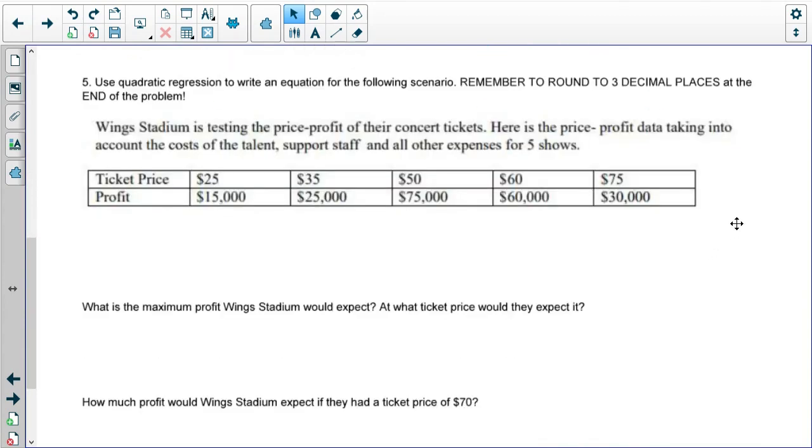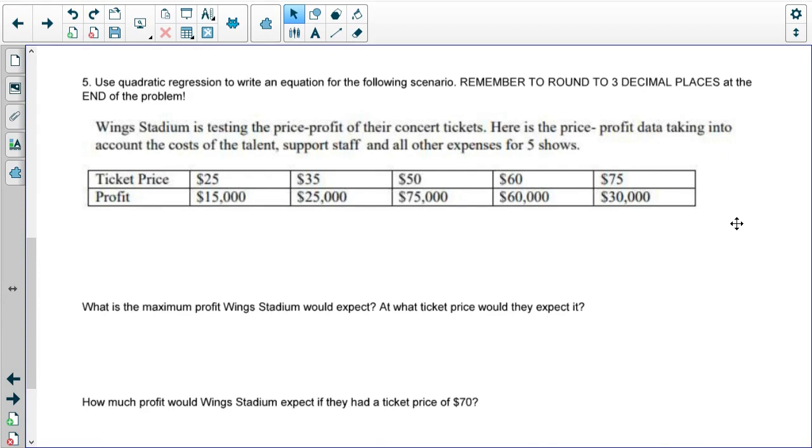Finally, quadratic regression if we have more than 3 points. So regression is actually not intended to give you an exact parabola that goes through every point. Just like when we did linear regression that was trying to find a line that best fits the data, quadratic regression is actually designed to find a parabola that best fits the data.